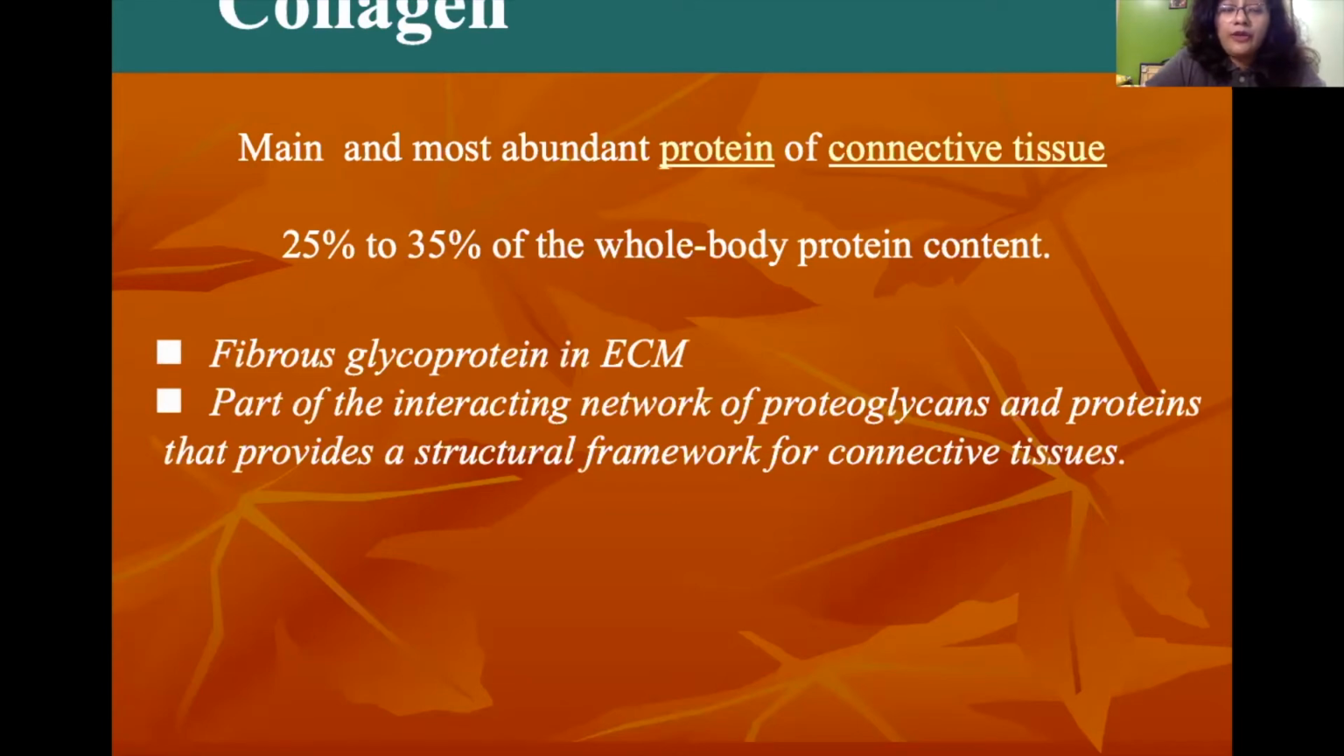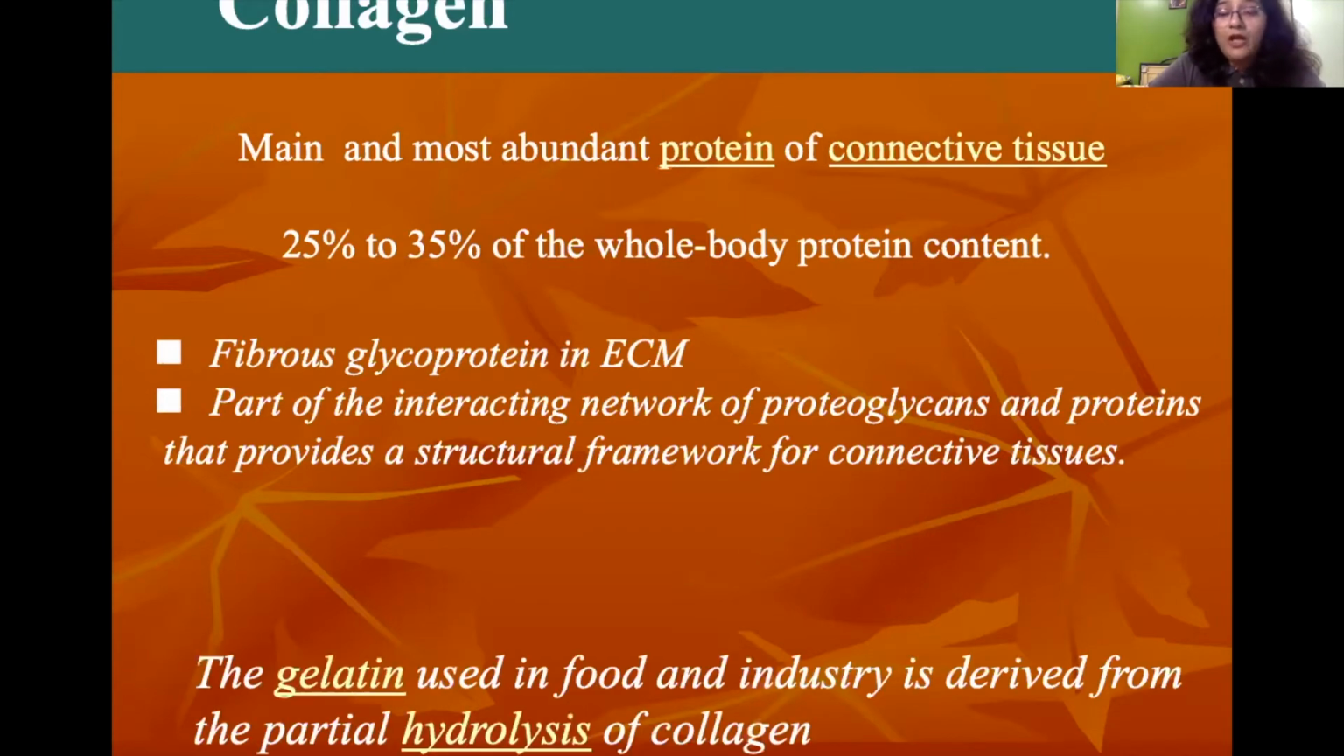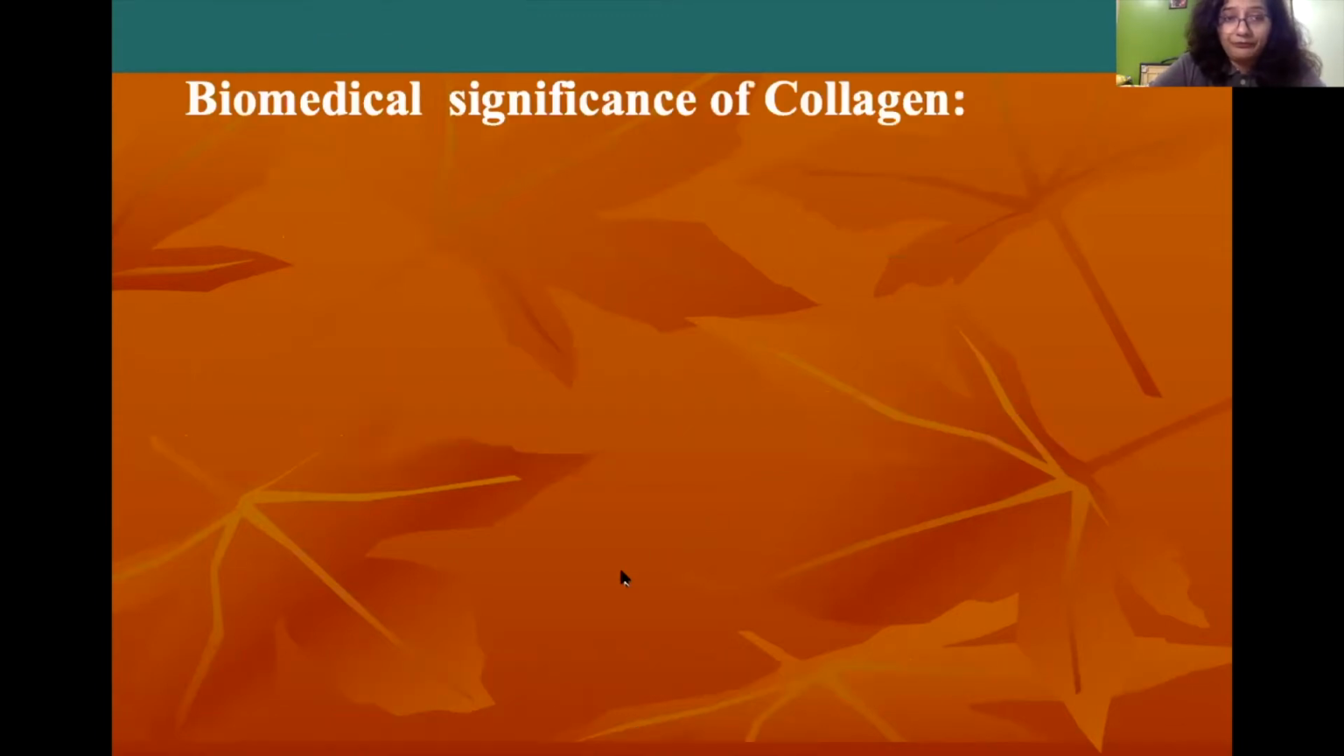We can call it a fibrous glycoprotein in the extracellular matrix, and it forms a part of the interacting network of proteoglycan and protein that provides the structural framework for the connective tissue. That's why it is very important. Now here I would like to highlight gelatin. You know, it's a soft material. This is gelatin. It is used in food and industry, and it is derived from partial hydrolysis of collagen.